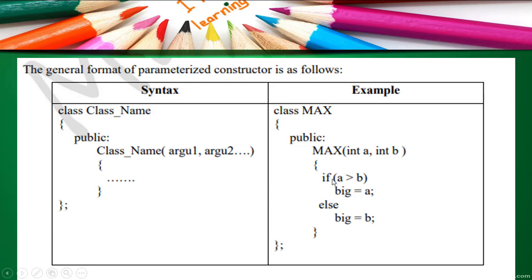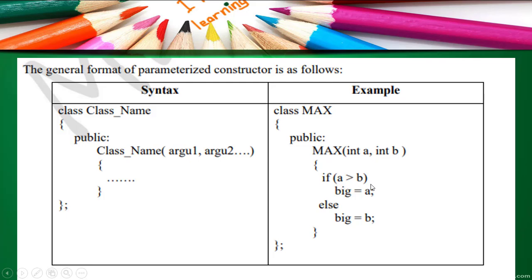In this constructor, we are finding the largest of a comma b. That is, the a and b values have been passed. We are checking whether a is greater than b or b is greater than a. If a is greater than b, big will become a. Otherwise, if a is not greater than b, it will go to the else condition and big will become b. So two values have been compared here, a and b.